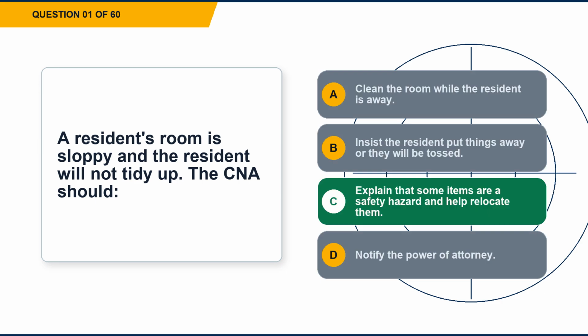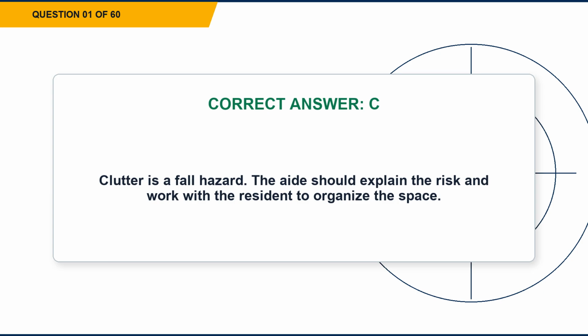The correct answer is option C. Explain that some items are a safety hazard and help relocate them. Explanation. Clutter is a fall hazard. The aide should explain the risk and work with the resident to organize the space.